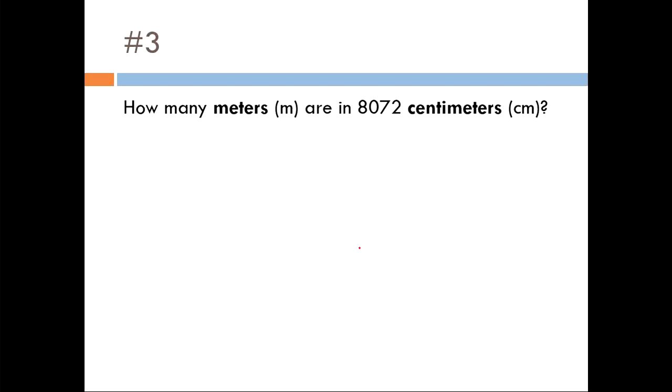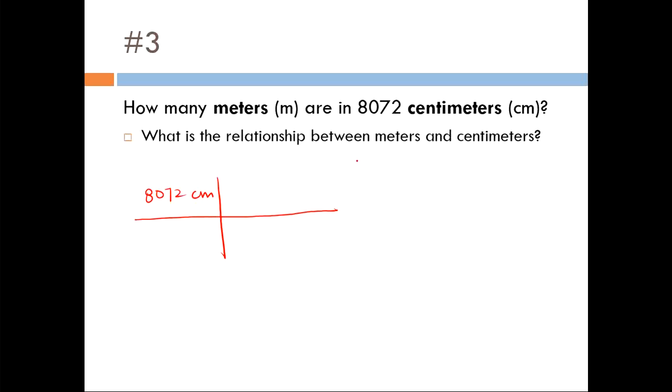How about number 3? How many meters are in 8,072 centimeters? So we're going to start with our given number. I always write the number first and then create the fence. And then I want to think about the relationship between meters and centimeters. So in 1 meter, there are 100 centimeters. Okay? So we're going to copy down our unit, centimeter. And again, if it helps you to write it as a ratio, please do so.